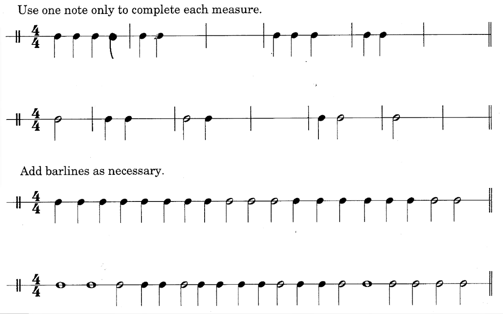Now we have 2 quarter notes, so 2 quarter notes are missing, right? Because there should be 4 quarter notes per measure. But we are allowed only 1 note. Which note takes 2 quarter notes? A half note, right? So we write it in.